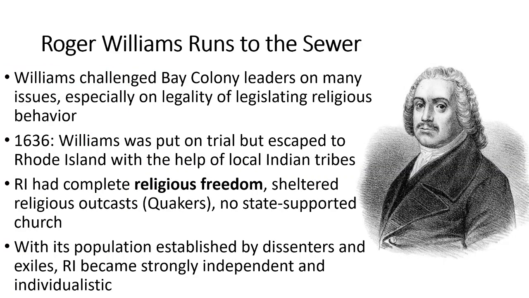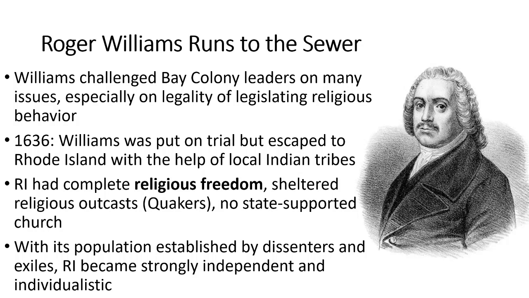Another key figure that challenges the leaders of the Bay Colony was Roger Williams. Roger Williams did not like the idea of regulating religious behavior through laws. He also was very strong against forcing people to pay taxes towards a church that they were not members of. Since everybody in Massachusetts Bay had to pay for the local churches, that was unfair to groups like Quakers or other Protestant groups who didn't support their views.